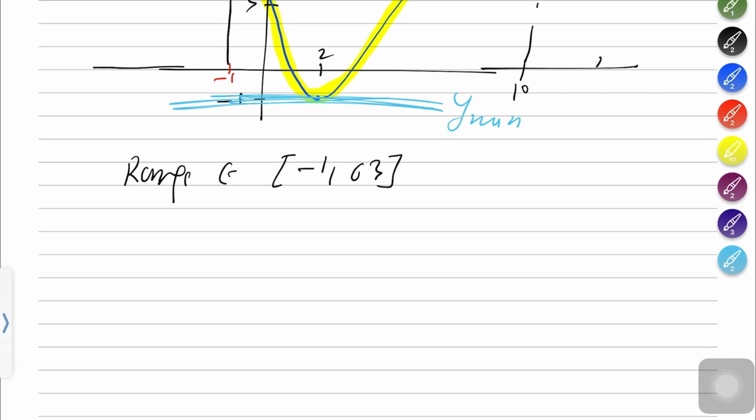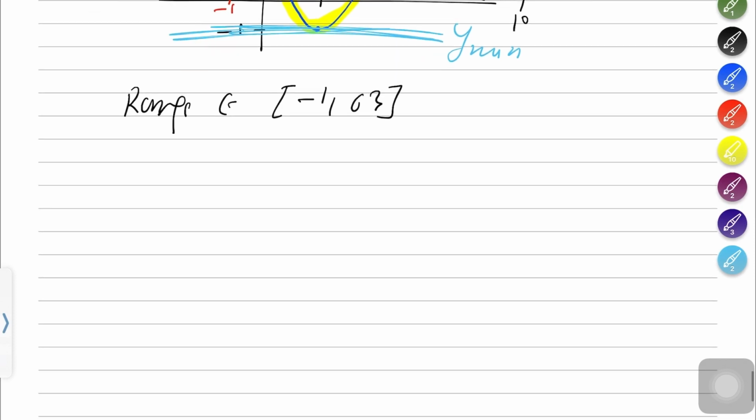So this is this one. Next is, let's say, the cubic function.